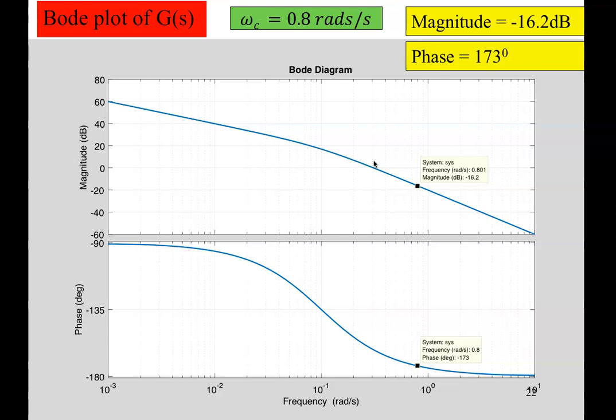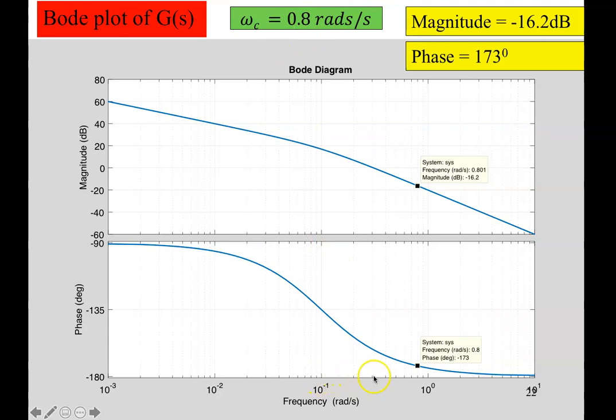So the first step of a design is to work out how much we already have from G(s) alone, without K(s). So instead of the current crossover frequency, I go to the frequency where we want the crossover frequency to be, not where it is now. This is what we want. What we want is 0.8, so I'm going to go to 0.8.